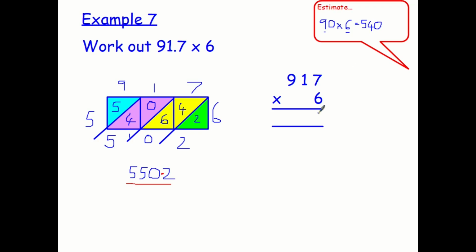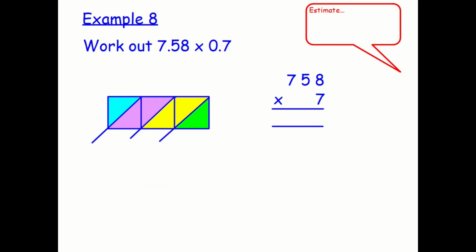Let's do the column method. 7 6s are 42, put the units there, carry the 4. Then you do 1 times 6. 1 times 6 is 6, plus the 4 is 10. 9 times 6 is 54, plus 1 is 55. So again, you can see the final answer there is 550.2.